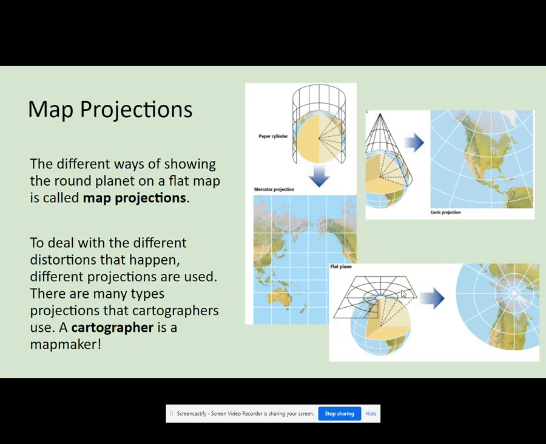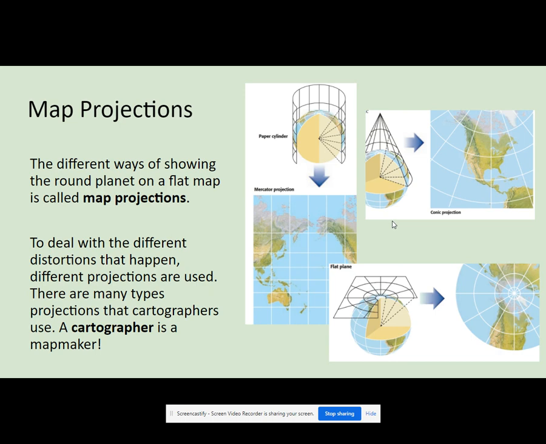So the different ways of showing the round planet on a flat map are called map projections. There are a bunch of different types of projections because they use different shapes or different views of the Earth to make them. And they really do this because map projections help deal with the distortions that happen. So, in order to best deal with the multitude of distortions, they have different projections to try to make it as accurate as possible. And cartographers are going to use all these different types of projections in order to have the best accurate map as possible.